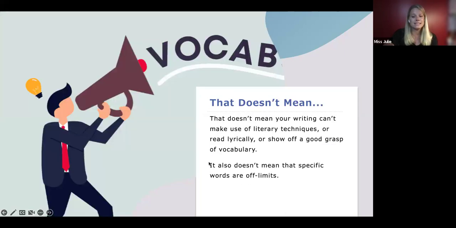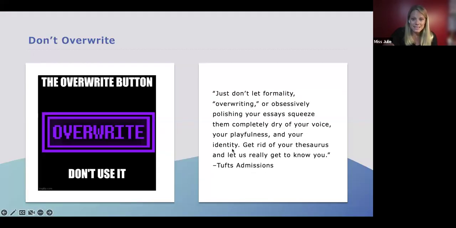That doesn't mean your writing can't make use of literary techniques, right? Or read lyrically or show off a good grasp of vocabulary. It also doesn't mean that specific words are off limits. It just means don't overwrite, right? Don't use too many big words. Don't use words that someone typically in your life would not understand, right?